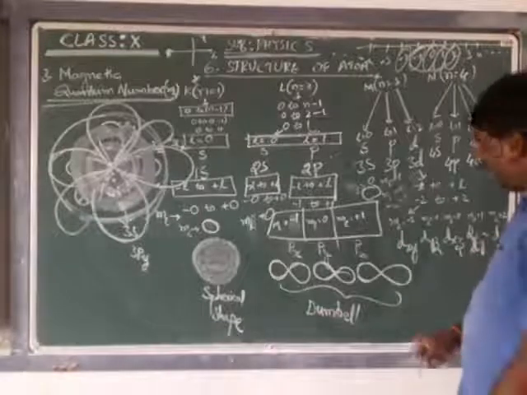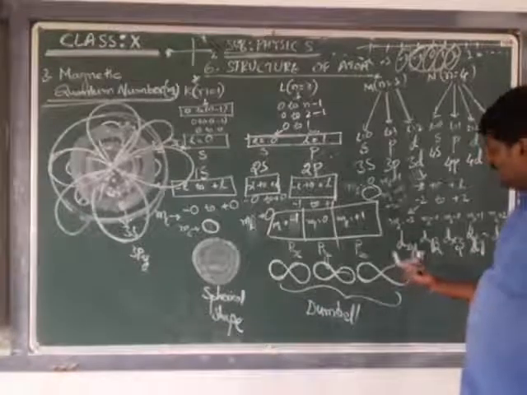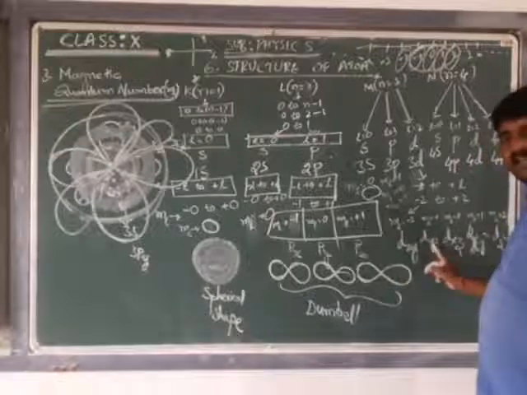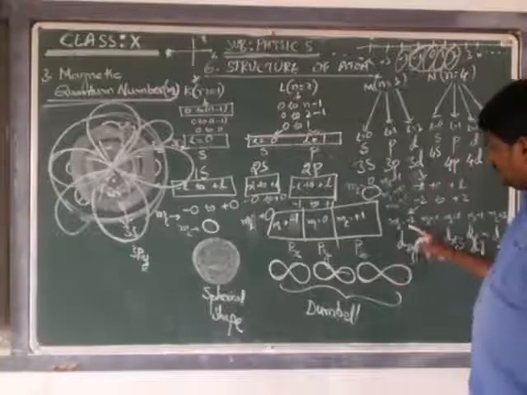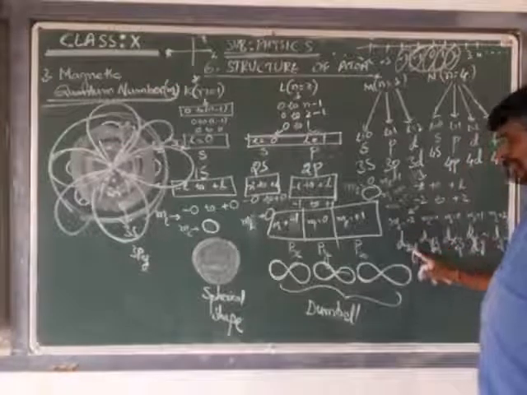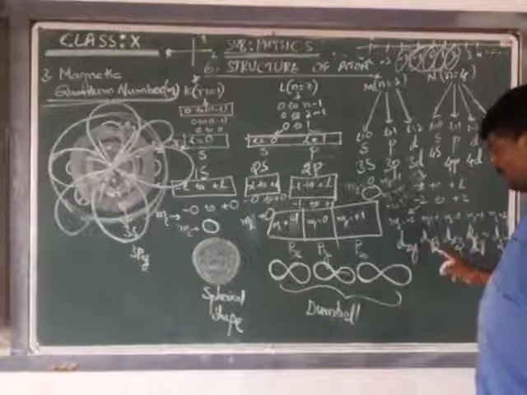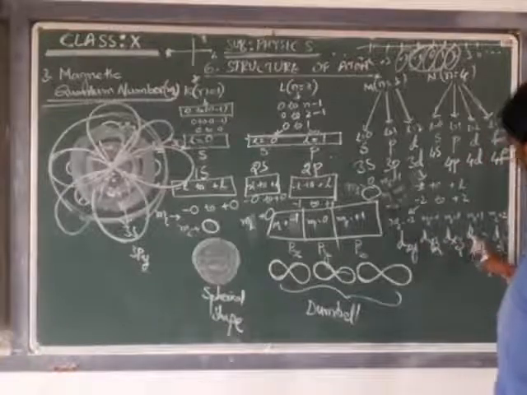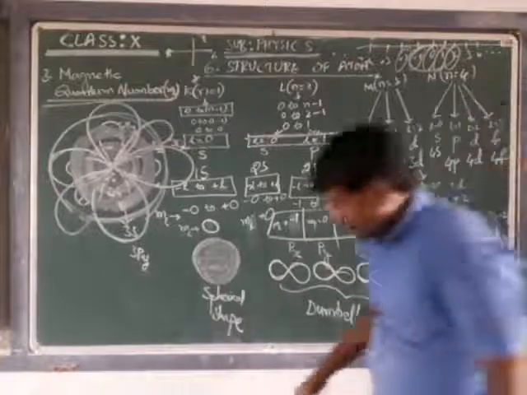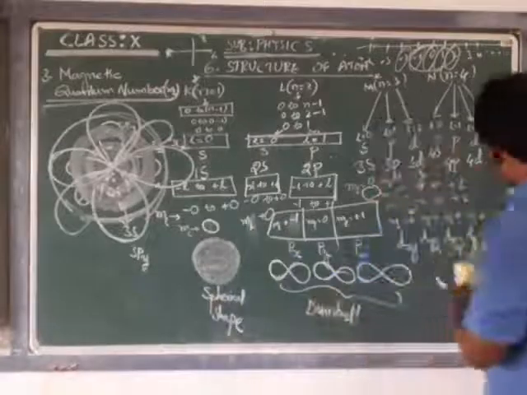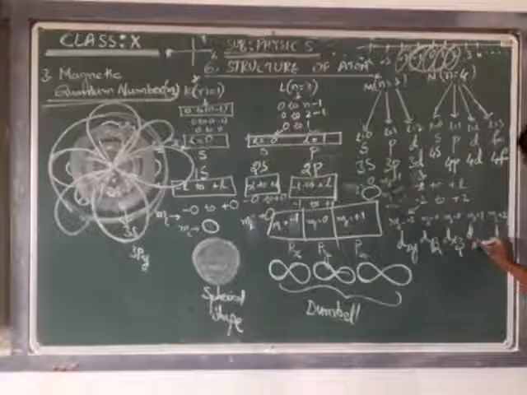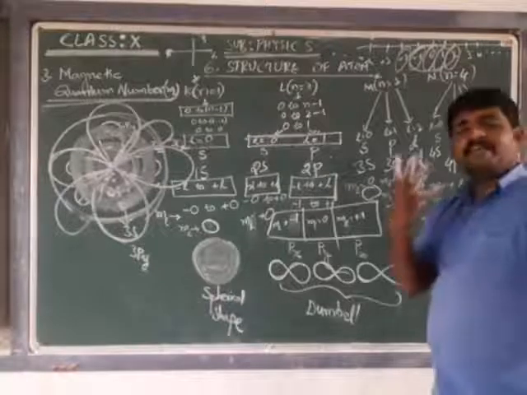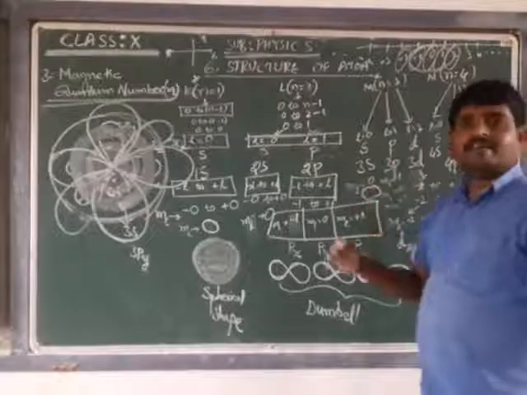As it is initial, you may feel difficulty. The d orbital can be arranged in 5 ways: dxy, dyz, dxz, dx square minus y square, and dz square. These are the 5 ways of the d orbital getting oriented.